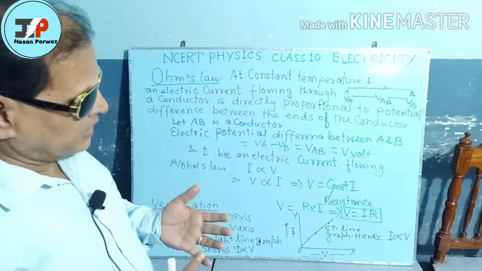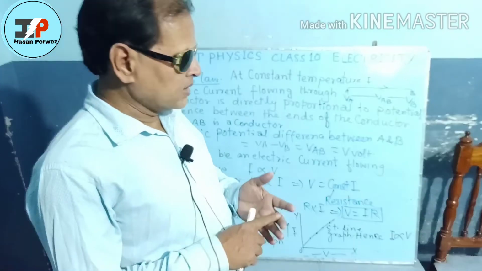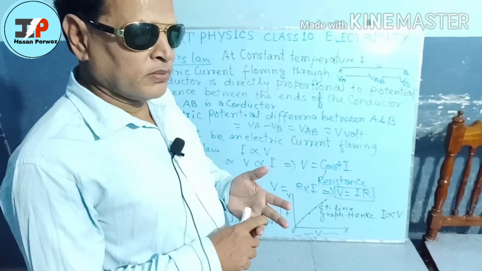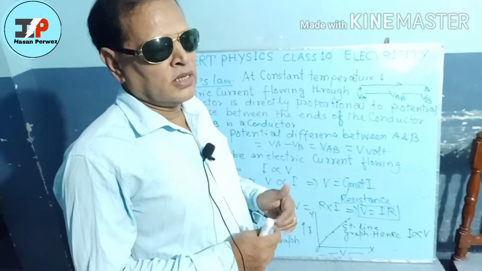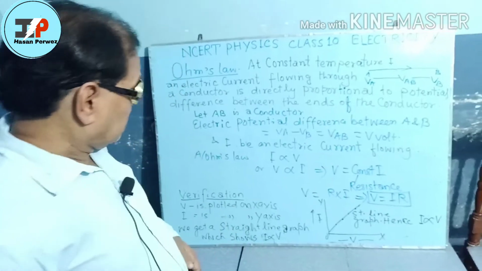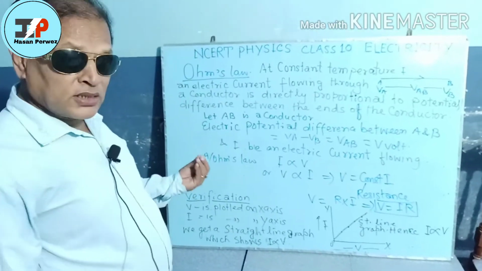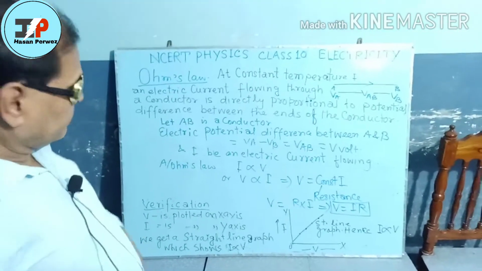Here there are three variables V, I, R. Any two of them are given in a problem, then you can calculate the third one. Now, a very important thing is how Ohm's law is verified.